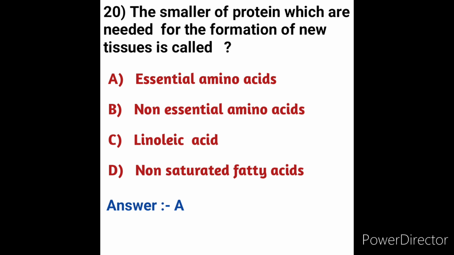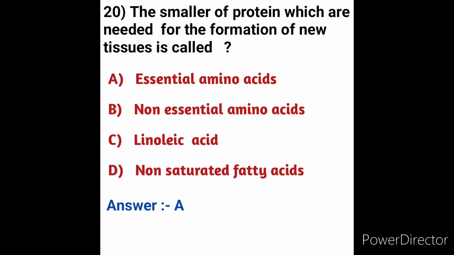The smaller units of protein which are needed for the formation of new tissues are called as. We will see the options here. Option A, essential amino acids. Option B, non-essential amino acids. Option C, linoleic acid. And option D, non-saturated fatty acids. Here, the amino acids help to break down food, grow and repair the body tissues. The essential amino acids is the correct answer.